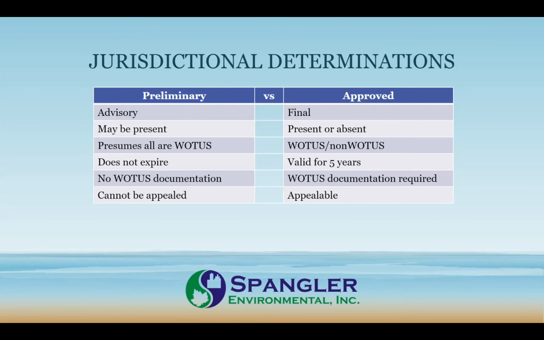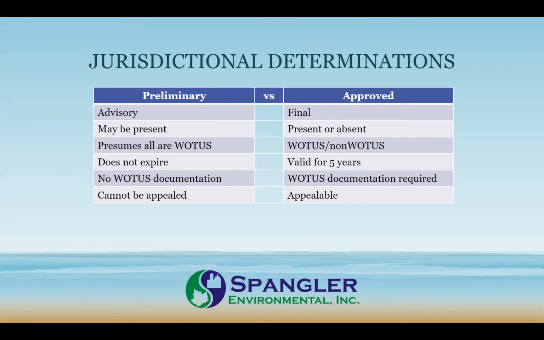An approved JD requires Waters of the U.S. documentation. In other words, documentation that features are waters of the United States, as well as documentation that some of those features, if applicable, are not waters of the United States. And the final difference between them is the ability to appeal.